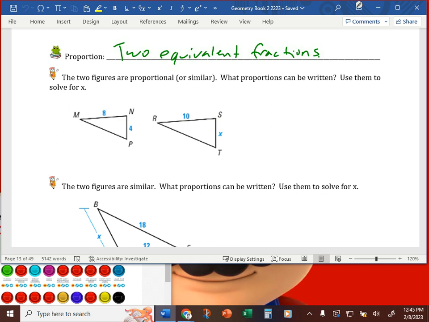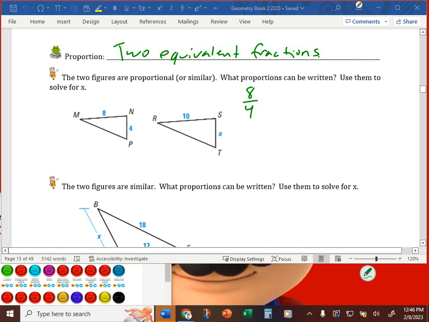When you're writing proportions with shapes, your key is corresponding sides. Okay, so we've got two shapes here. They are similar. They are proportional. Give me one proportion that you could set up with the given values. Yes, Bryn. 8/4 equals 10 over n.